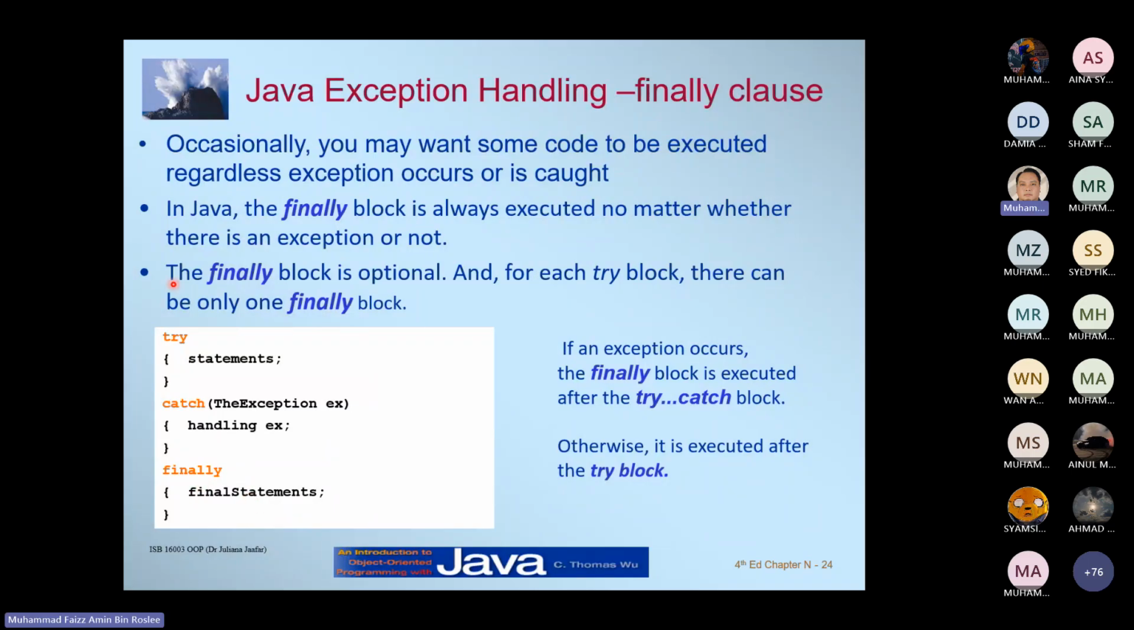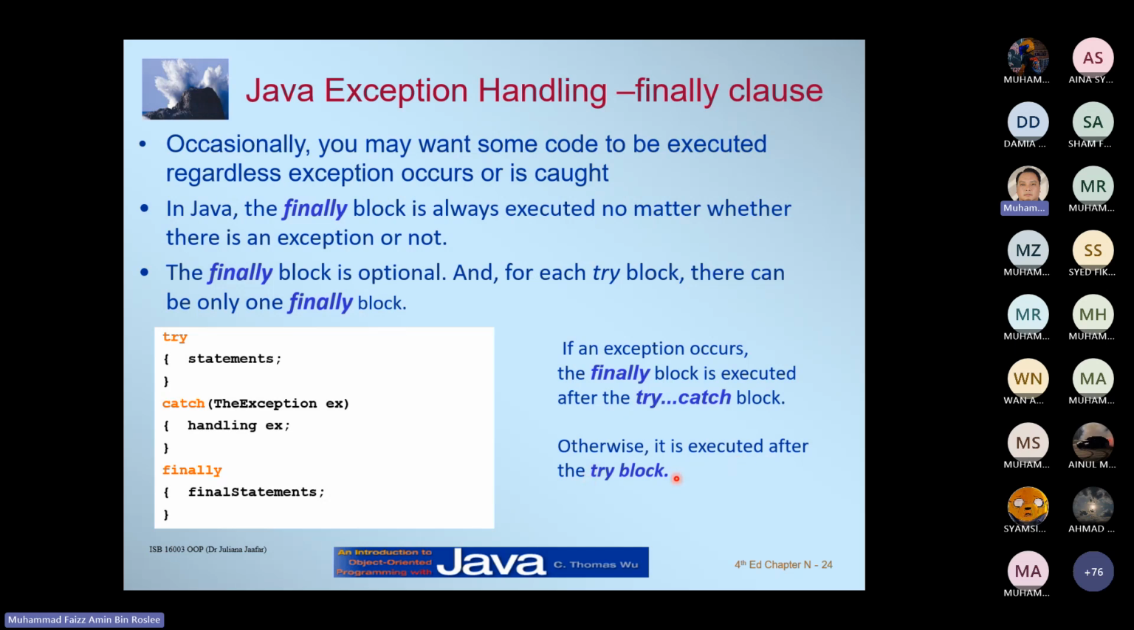Okay. The finally block is optional, and for each try block, there can be only one finally block. So for every try catch statement that you create, even though you have multiple catch statements, the finally block is only allowed to be declared once. Remember, if an exception occurs, the finally block is executed after the try catch block. Otherwise, it is executed after the try block.